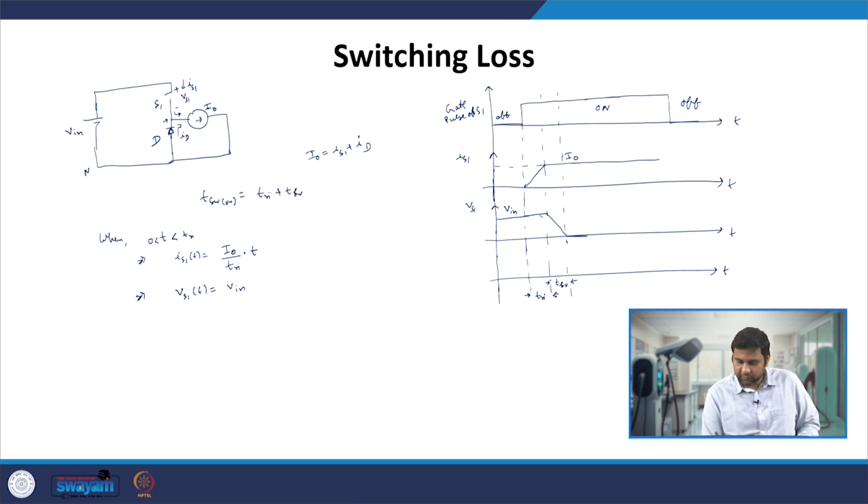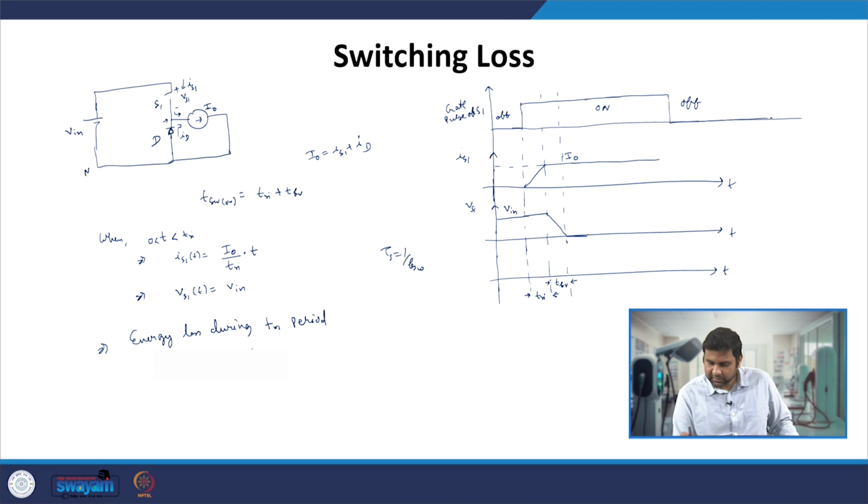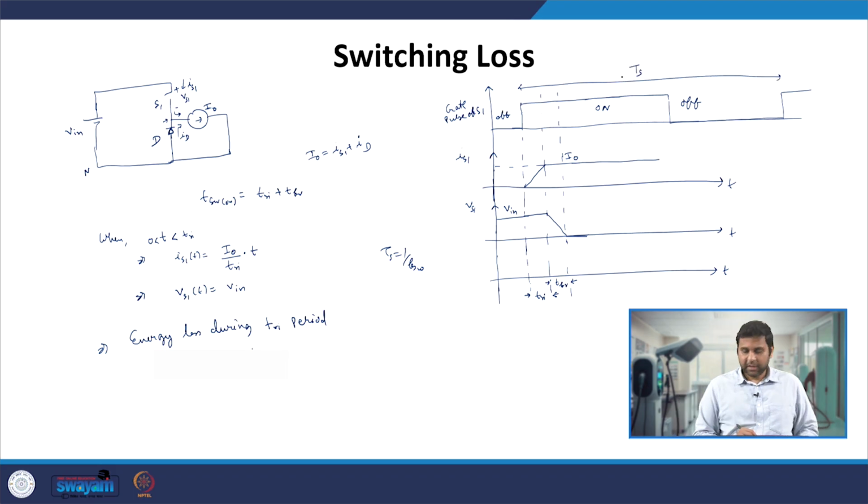Similarly, we can write Vs1 of t, the voltage across this, to be equal to Vin. Now we can evaluate our energy loss during the TRI period, that means during the rise time of current, where Ts is nothing but 1 by FSW. If it is off over here, after some time it gets on again. So from here to here we have the Ts period.